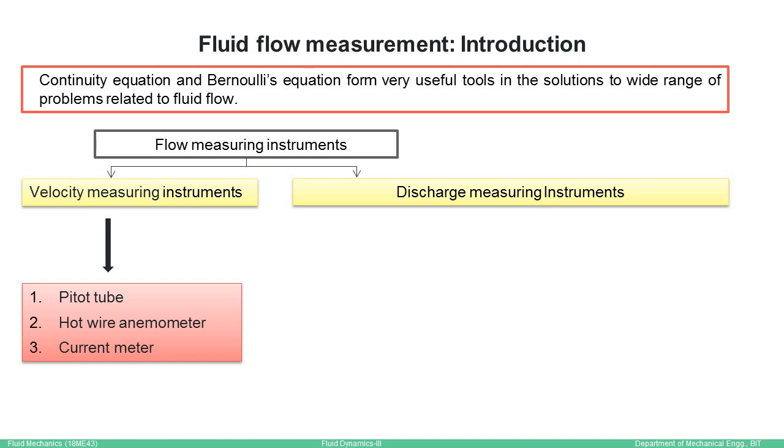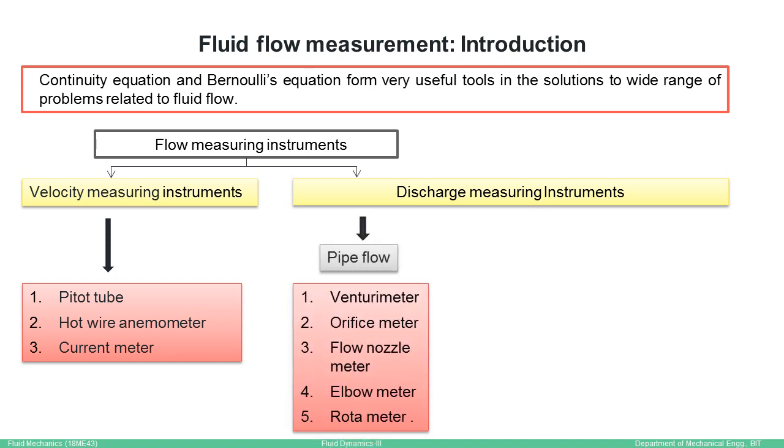Under discharge measuring instruments, for measuring flow through a pipe, that is when the pipe is running full with a liquid and it should not form a free surface within the pipe, we have venturi meter, orifice meter, flow nozzle meter, elbow meter, rotameter. In this session I am going to explain about venturi meter and orifice meter, which are generally called variable head meters or obstruction meters because of their working principle.